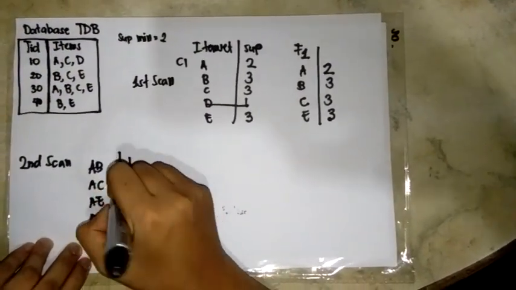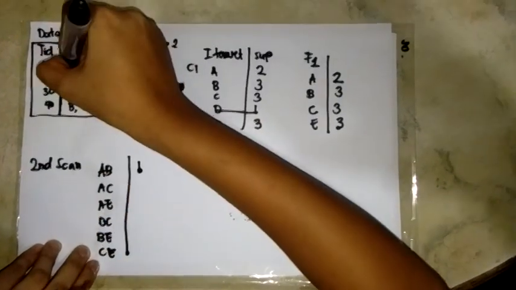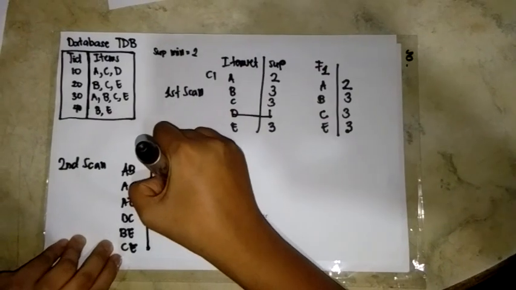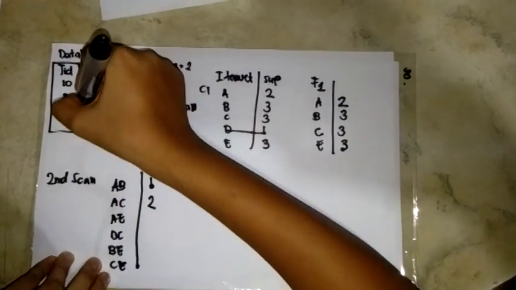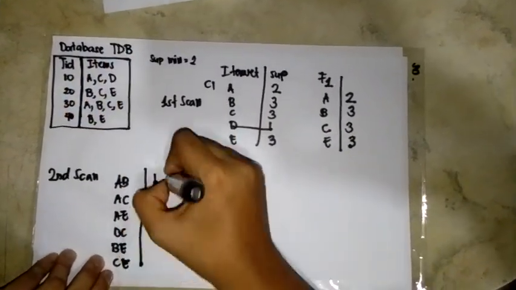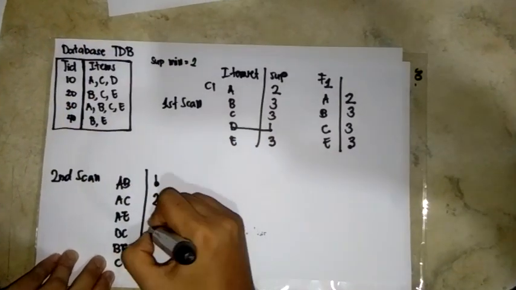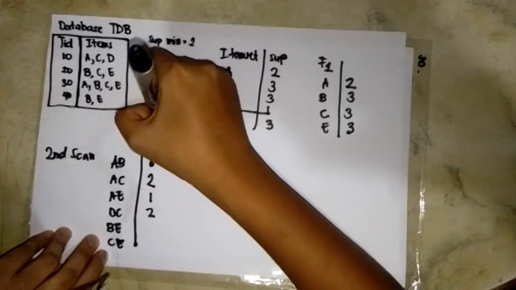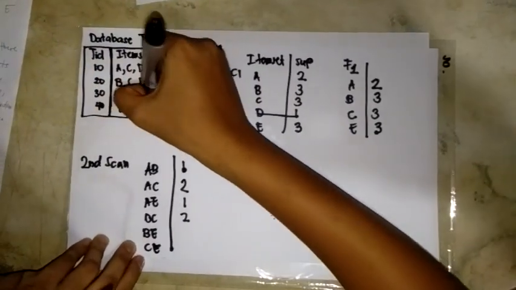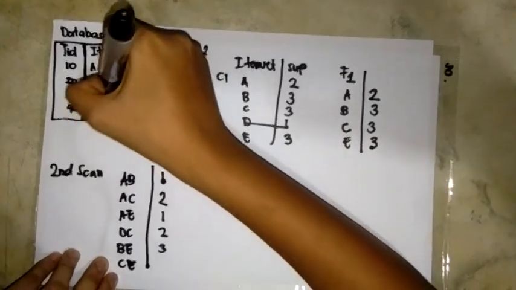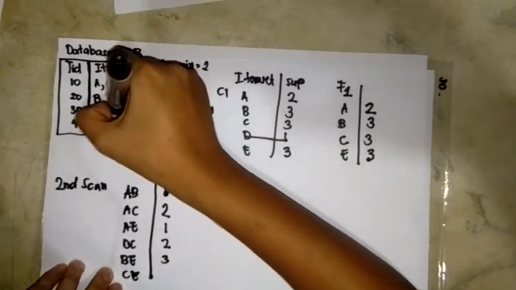How many AC in the transaction? 1, 2. How many AE in the transaction? 1. How many BC in the transaction? 1, 2. How many BE in the transaction? 1, 2, and 3. How many CE in the transaction? 1 and 2.